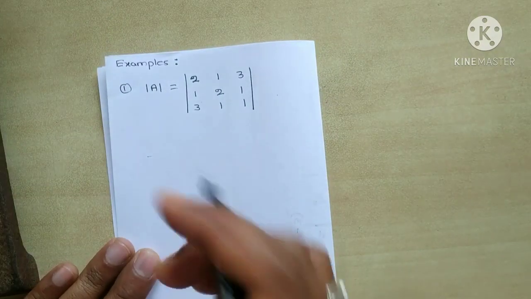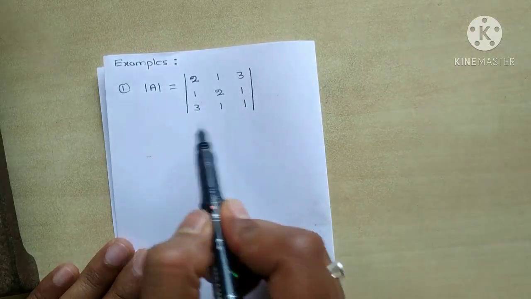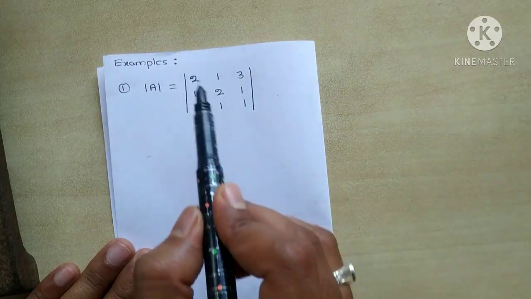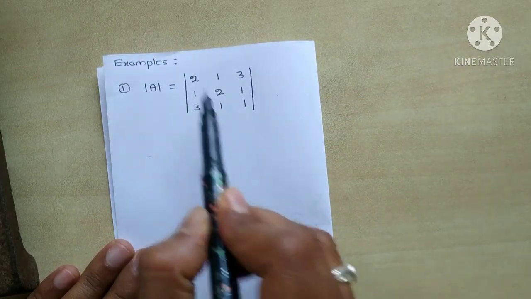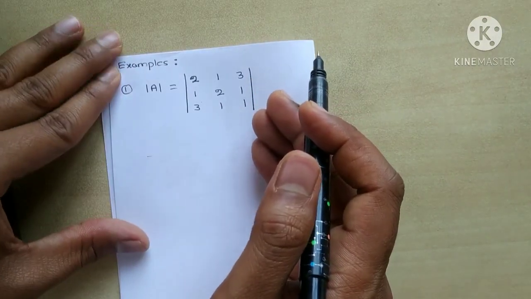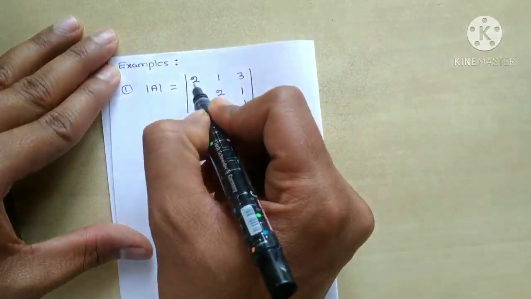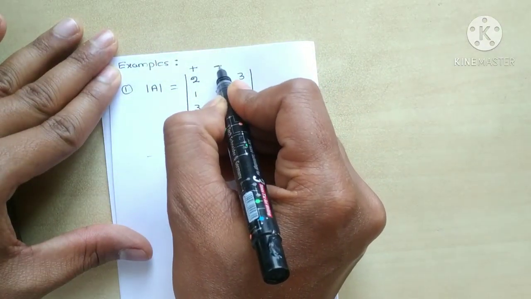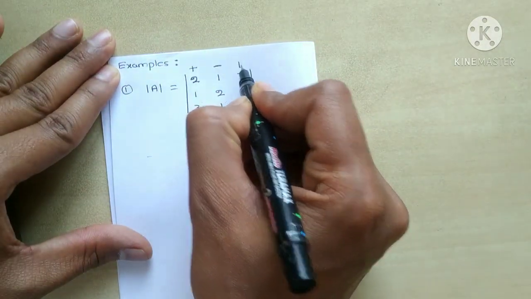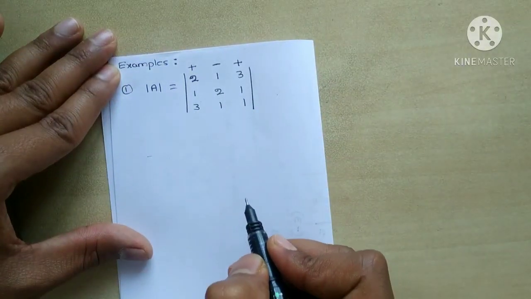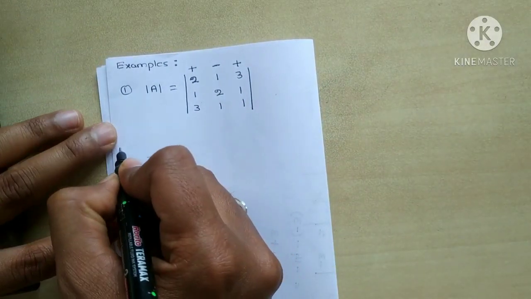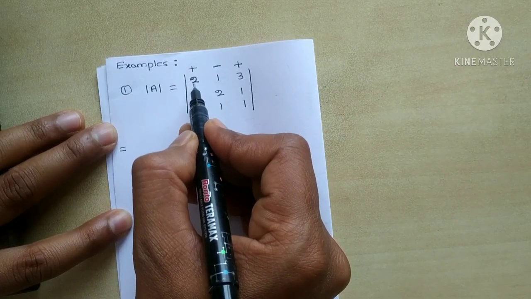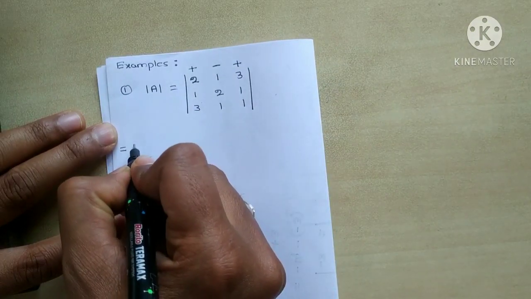So first example, you need to find this third order determinant value. Why is it third order? 3 rows, 3 columns. So what is the first step? First element top, mention plus. Second element top, mention minus. Third element top, plus sign. So first step, take the first element value, which is 2. So note down here 2.